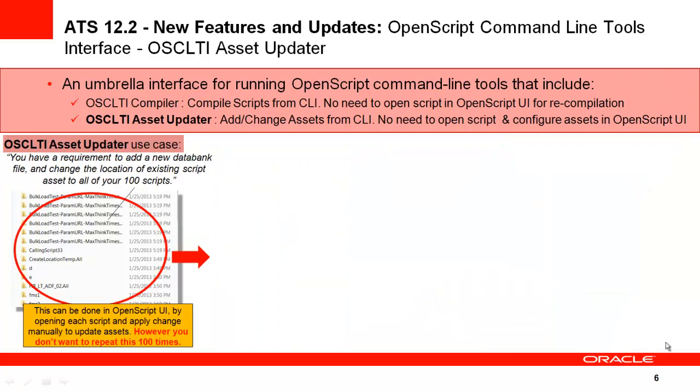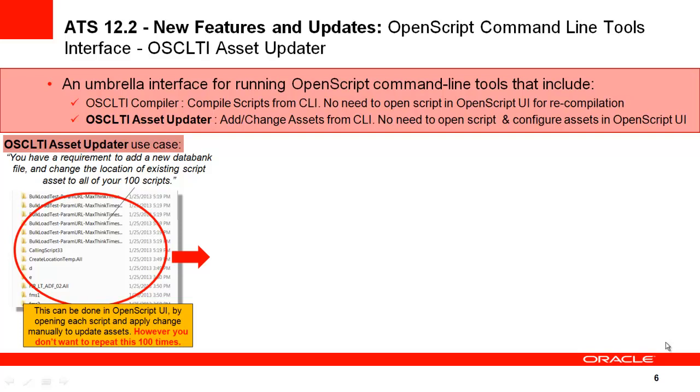The second tool included in the OpenScript Command Line Tools interface is the Asset Updater. Using this tool, you can add or change script assets such as databank files, object libraries, child scripts or jar files, and perform a bulk update against multiple scripts all at once by specifying the script location in the file systems.